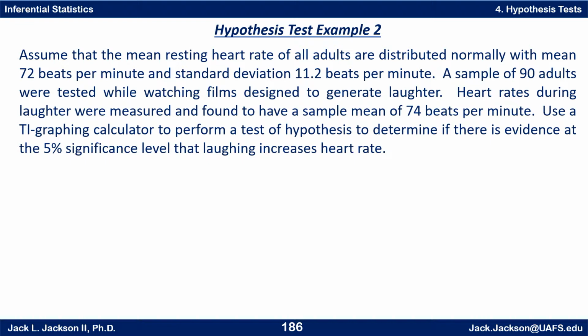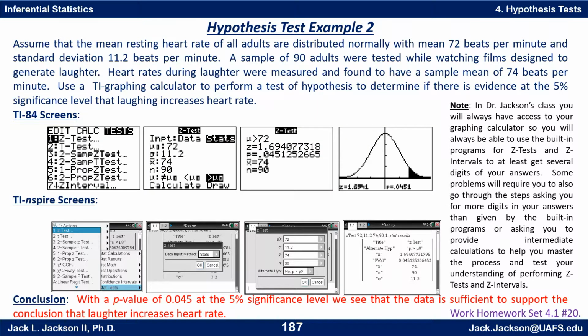Well, now if you're back, hopefully you've tried this on your own. Here are the solutions. The top is the TI-84 screens. The bottom is the TI-nspire screens. We choose tests, Z-test from the TI-84, that's stat, right arrow, and then choose number 1. It comes up with the second screen. We're going to choose stats this time. The mu naught is 72, sigma is 11.2, x bar is 74, n is 90, and this time we want a right-tailed test. Go to calculate.